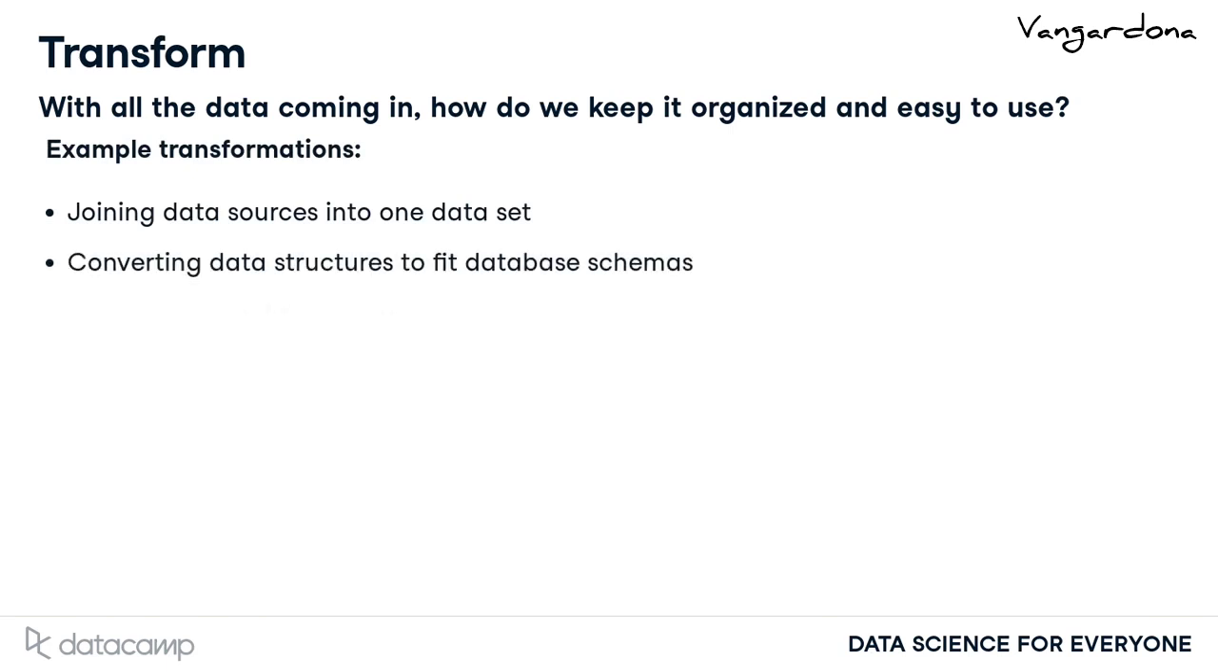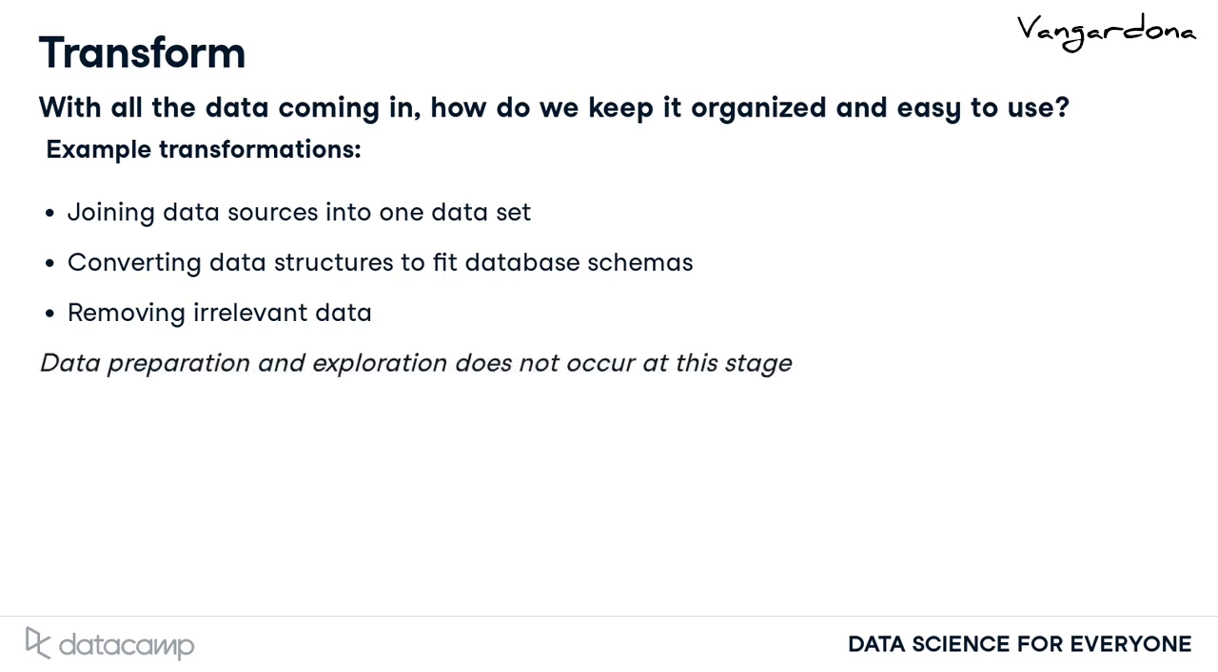Another is converting the incoming data structure to fit a database schema. A database schema informs us how data must be structured before loading it in. A transformation can also be removing irrelevant data. For example, the Twitter API not only gives you a tweet, but other details, like the number of followers the author has, which is not useful in our scenario, so we shouldn't store it. Data gets altered throughout the data science workflow. It's important to note that analytical tasks like data preparation and exploration don't occur at this stage. We'll see this in Chapter 3.